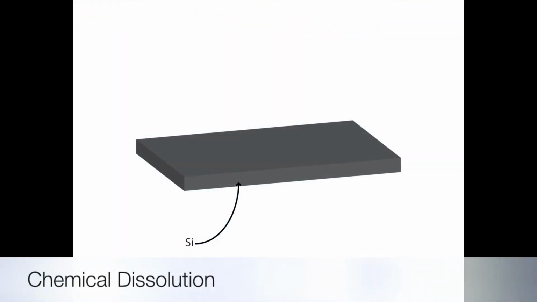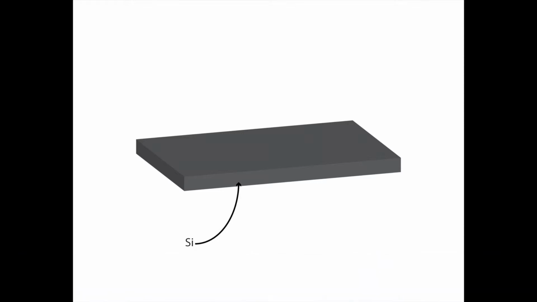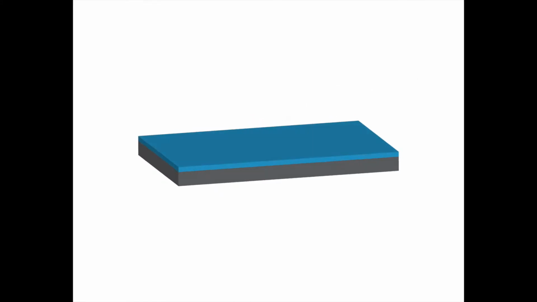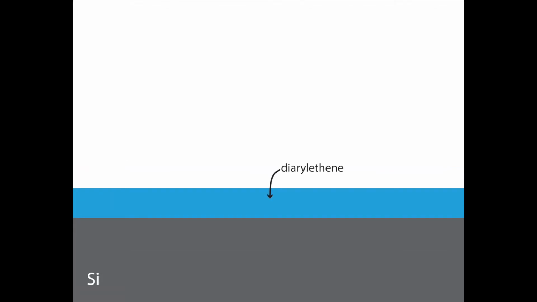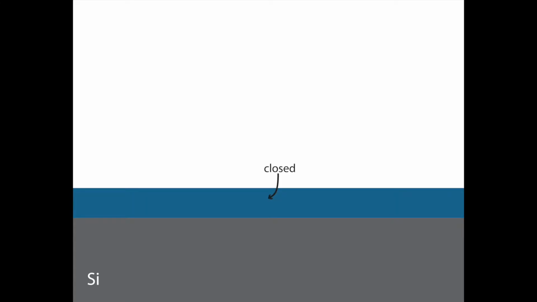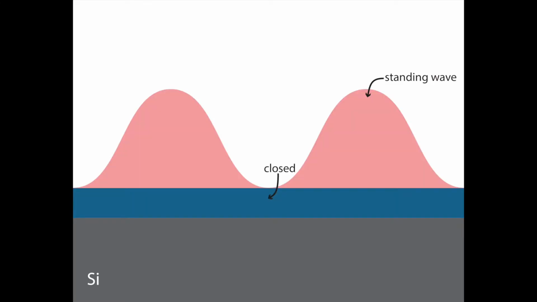Chemical dissolution is the first of two methods developed to achieve patterning via optical saturable transformations. The process begins by thermally evaporating a thin layer of diurethane onto a silicon substrate. This photochromic molecule acts as the pattern recording material. Illuminating the sample with a short wavelength of UV light converts all diurethane molecules into the closed ring isomer.